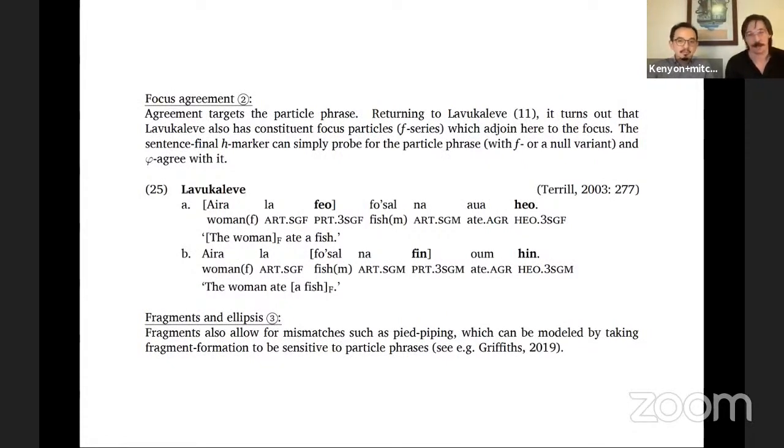And then for fragments and ellipsis, fragment answers allow mismatches such as pied-piping, and you can model this by taking fragment formation to be sensitive to particle phrases. Could be non-constituent ellipsis, could be movement. Take your pick, whichever one ends up being correct.